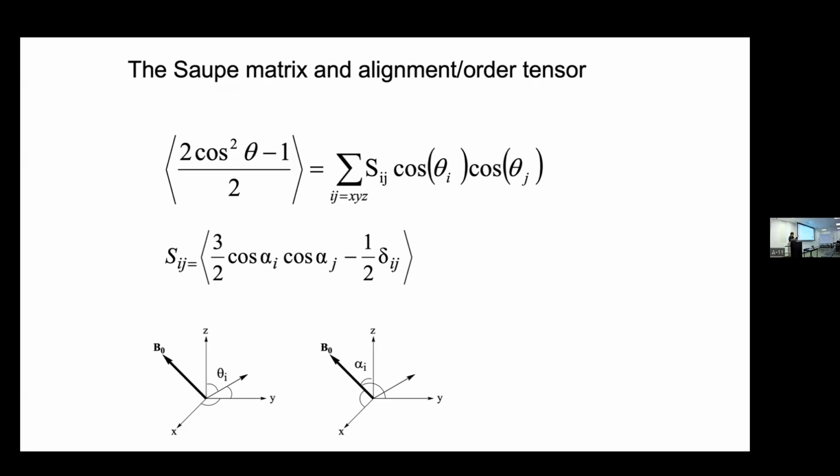But imagine I have this, and it's spinning this way relative to the field. The biggest direction of order is this direction. It's parallel to the field. The average of 3 cos squared theta minus 1 over 2 of it is 1. So it's a positive alignment.